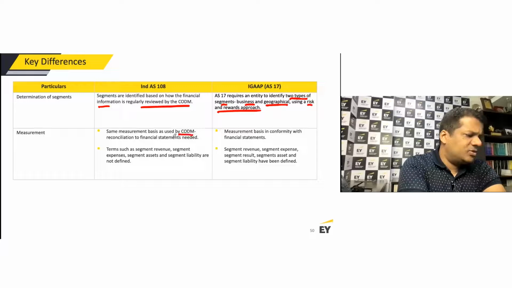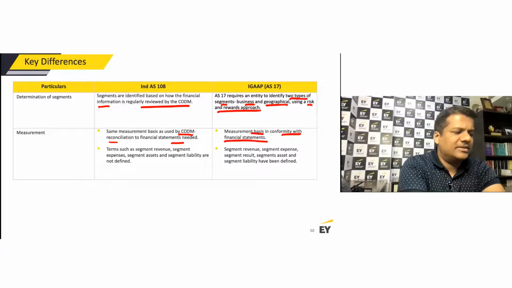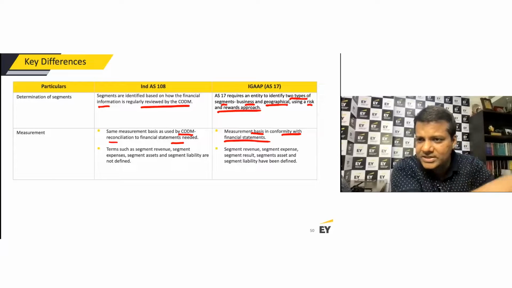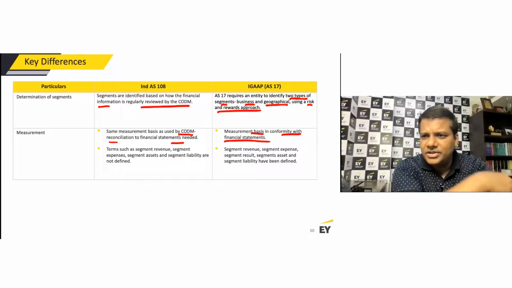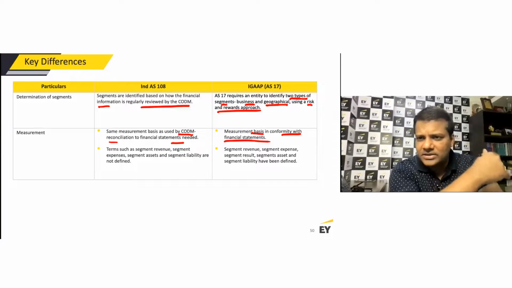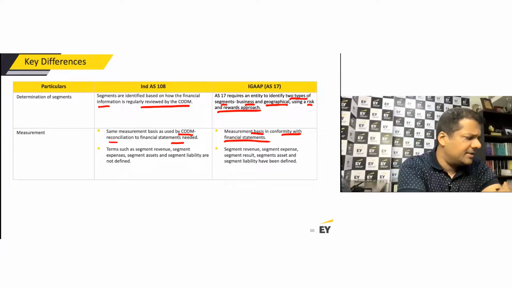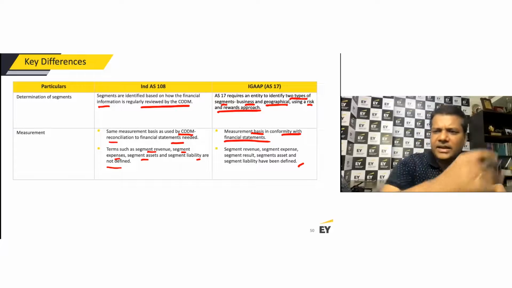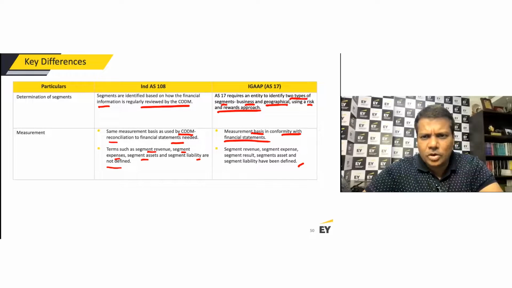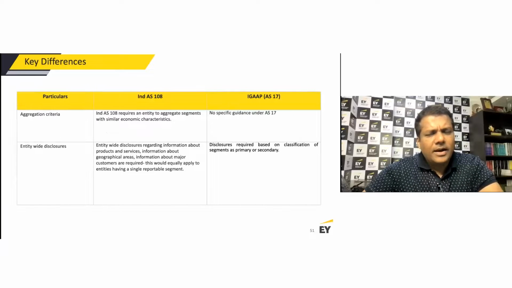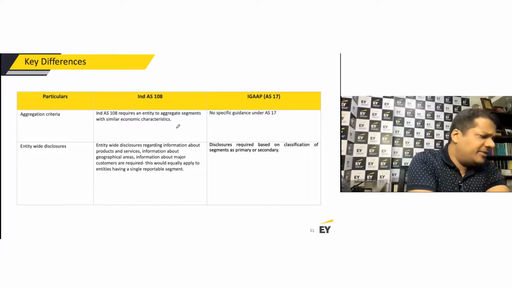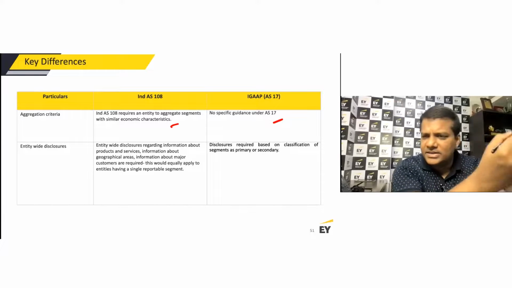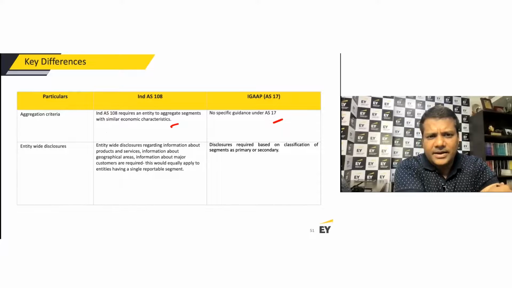Same measurement basis as used by CODM, with reconciliation. Here, the measurement basis is in conformity with the financial statement. So there could be differences. Ordinarily under AS 17 you shouldn't have any reconciliation to your financial statement. Here you can have a reconciling item. Segment revenue, segment expenses, assets and liabilities are not defined under AS 17. Here they have been defined, but largely you get to the common answer. There are aggregation criteria defined under IND AS 108. There are no such aggregation criteria or guidance under AS 17.